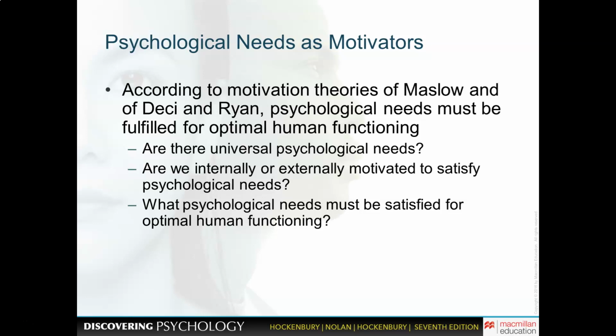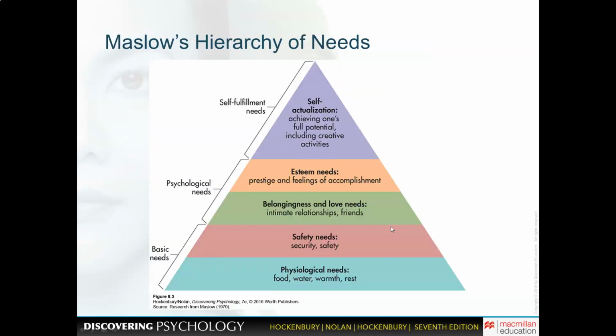Okay, so we're going to be looking at psychological needs as motivators instead of biological needs. According to motivation theories, like Maslow and Deci and Ryan, psychological needs must be fulfilled for optimal human functioning. Some questions here: are there universal psychological needs? Are we internally or externally motivated to satisfy those needs? And what psychological needs must be satisfied for optimal human functioning? So we'll take a look at those.